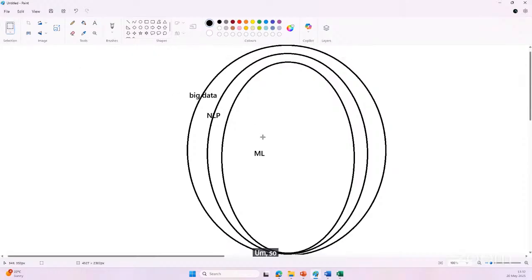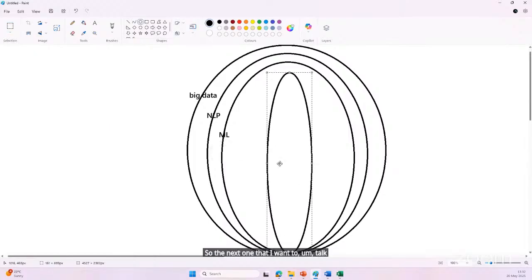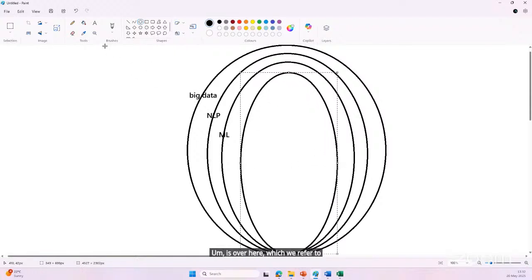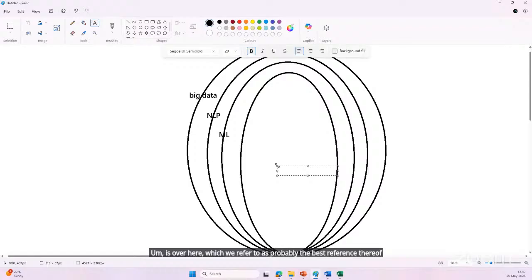There are different forms of machine learning, and some of them are subsets of machine learning, of course. The next one that I want to talk about very quickly is over here, which is probably best referred to as deep learning. If we were to do an abbreviation, we'll just do DL like that.